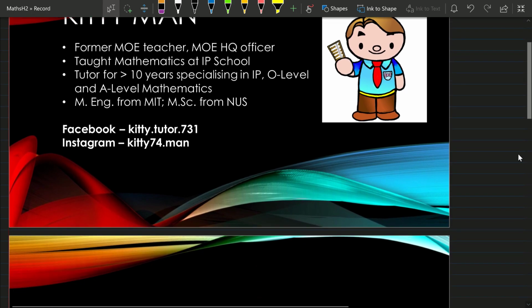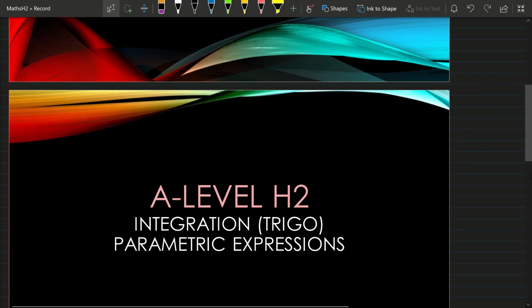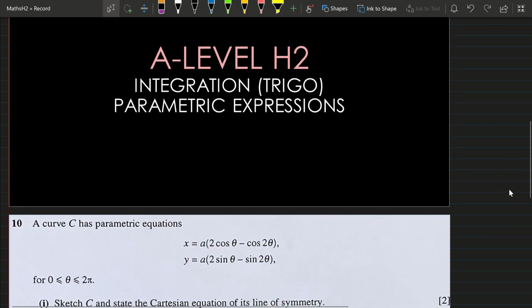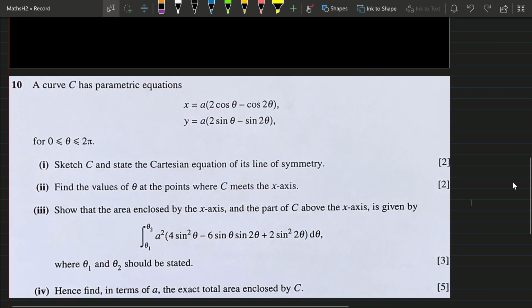So today we're talking about A level, H2 maths, integration of Trigo expressions and some other solving of Trigo equations and parametric expressions. Well, this isn't the easiest question to do, so stay with me. So this is question 10 of last year's A level paper. This is paper 1, I believe. So question 10 towards the end.